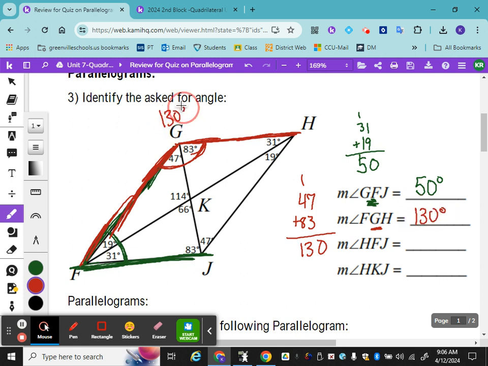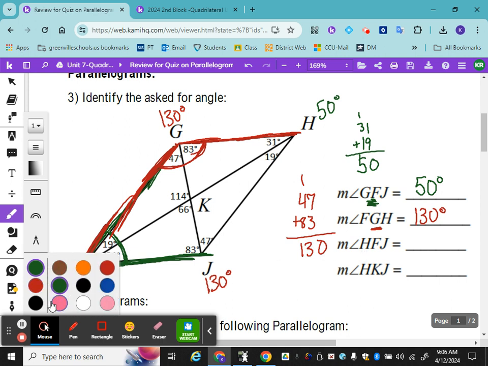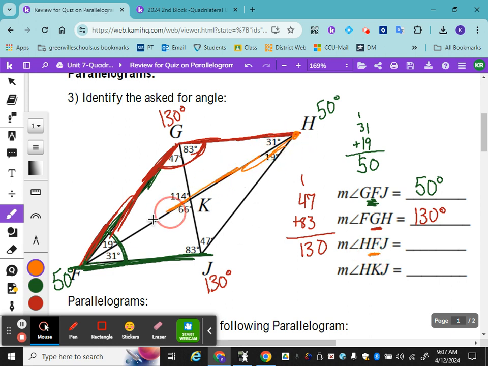Remember, if this is 130, this is 130. Parallelograms. Any of your parallelograms, this works for all of them. If this is 50, this is 50. So I don't have to do that math again. All right. HFJ, closest to F. From H to F to J. Connect those lines. Here's the angle, 31.